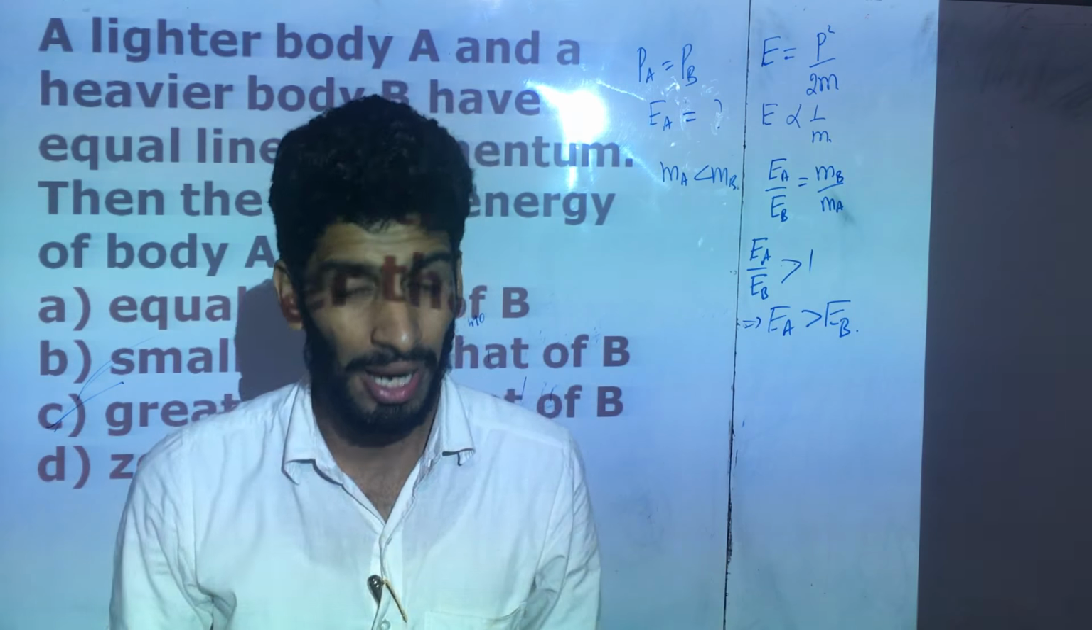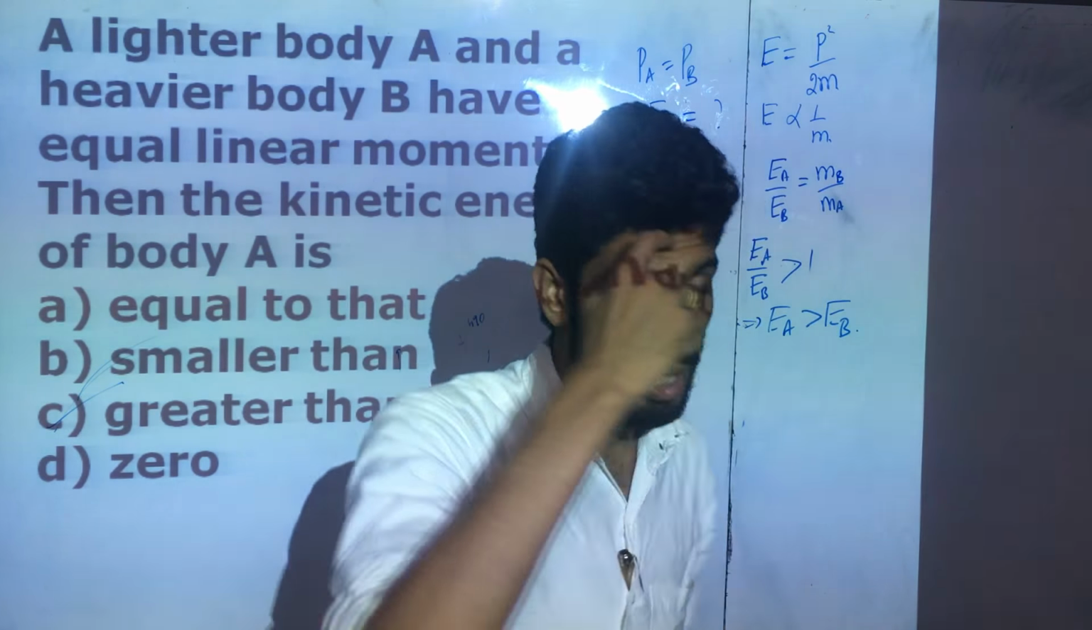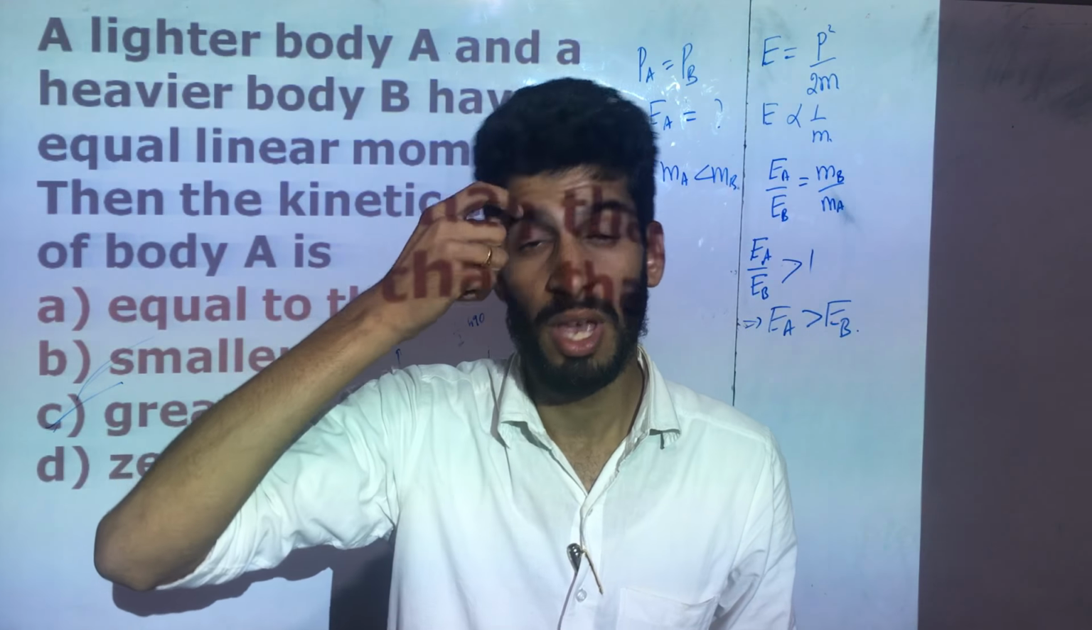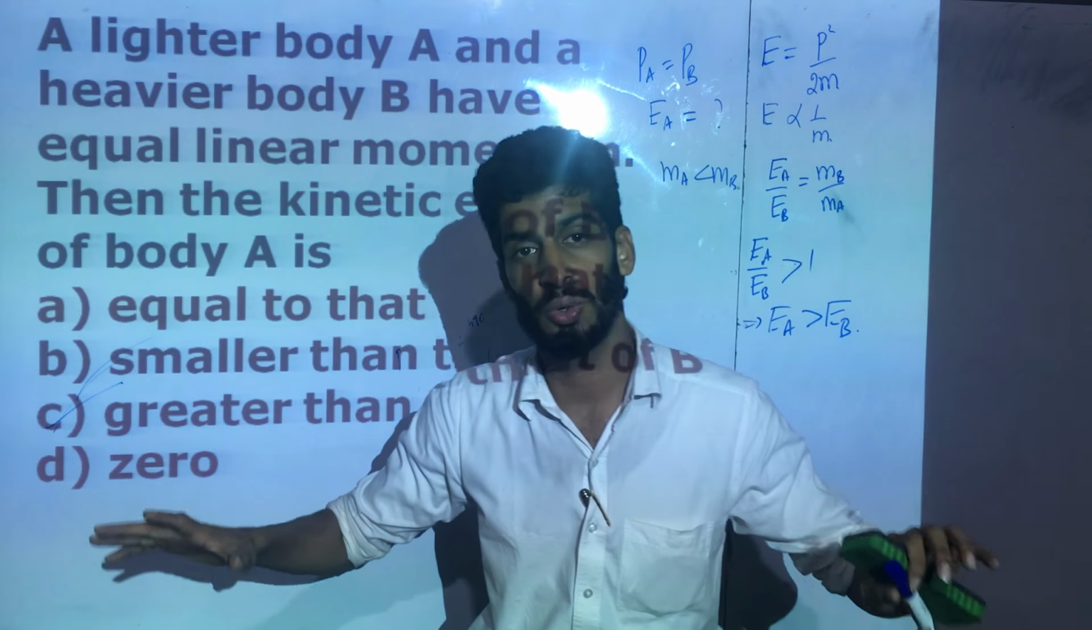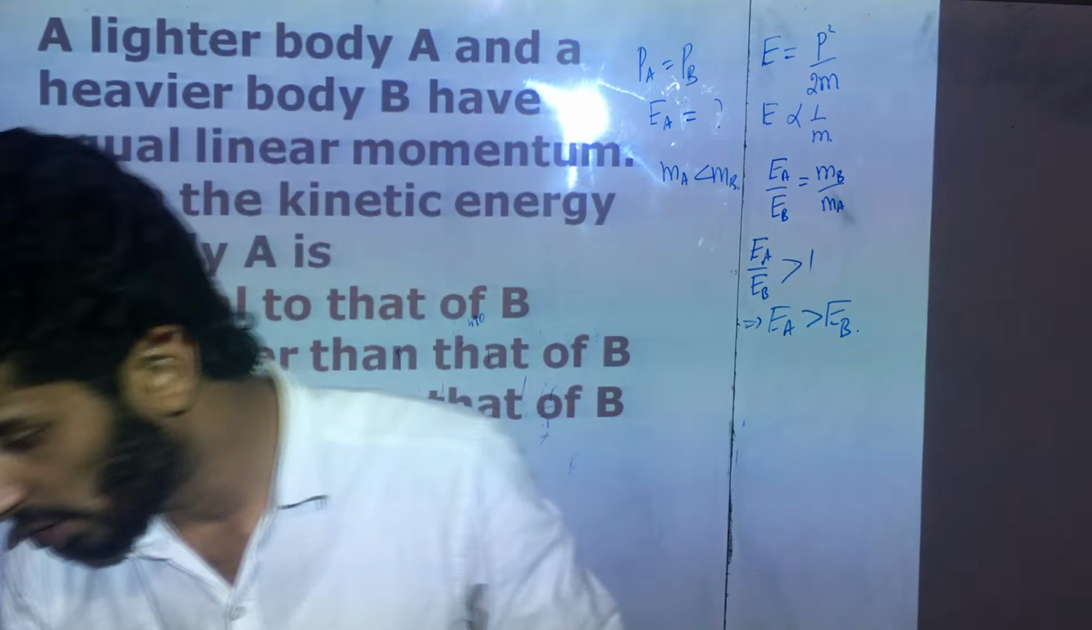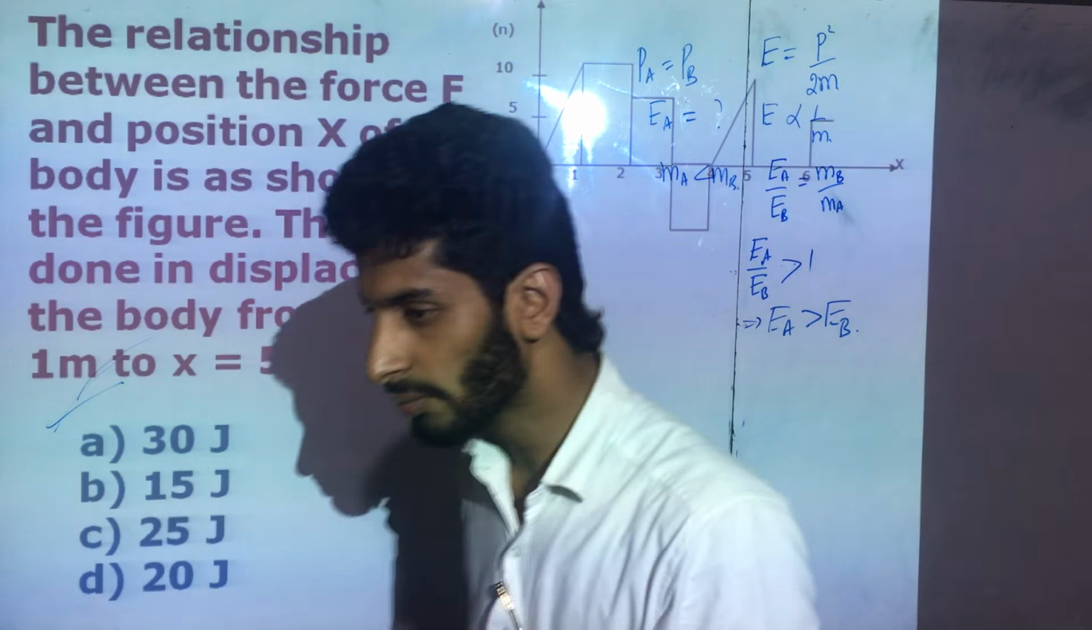So this is purely by the equation E is equal to P squared by 2m. Since P is constant for both the bodies, energy is inversely proportional to the mass. That's what you have got.